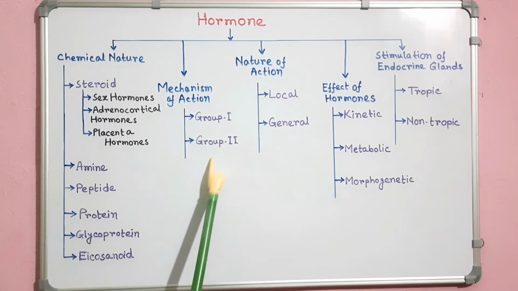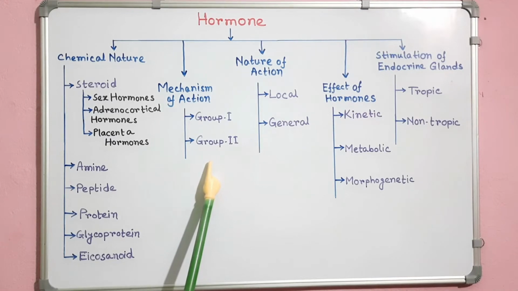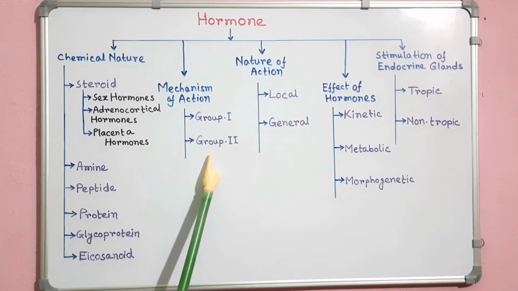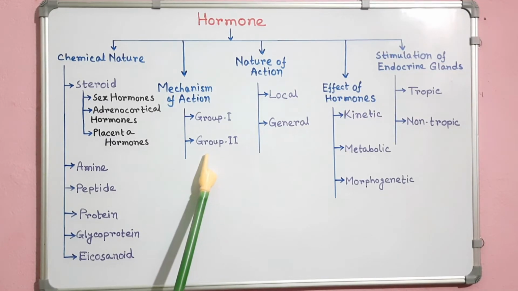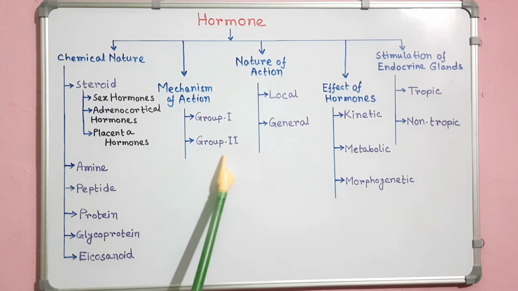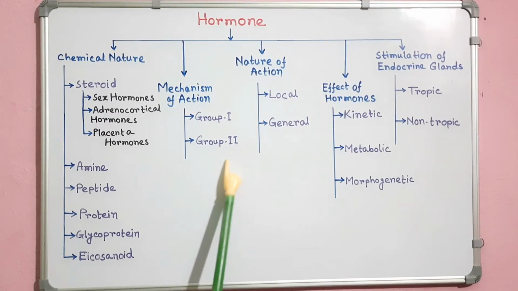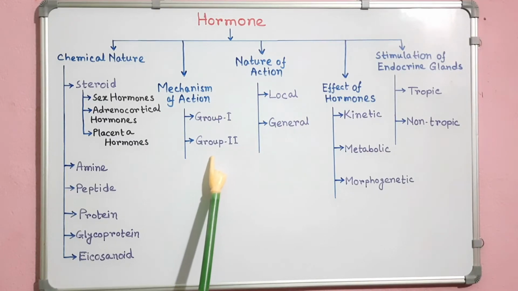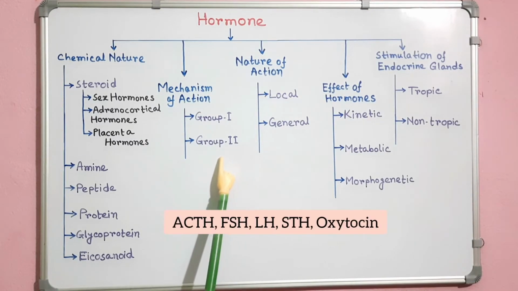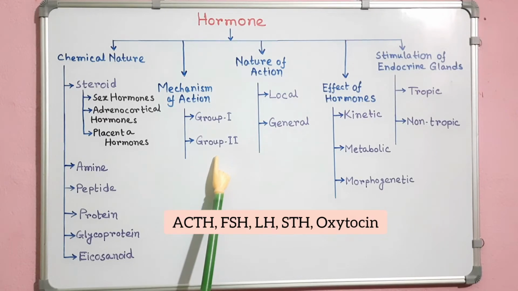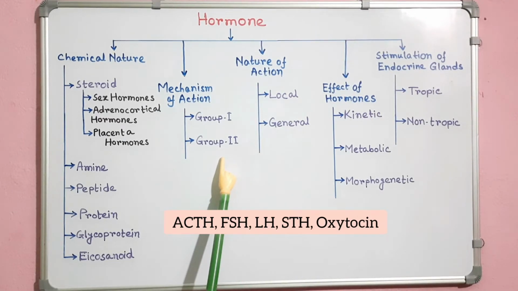Group 2 hormones first bind to specific receptors on plasma membrane of the target cells. This binding stimulates the release of certain molecules known as second messengers. The second messengers then perform the biochemical functions of these hormones. Example: ACTH, FSH, LH, STH, oxytocin, etc.